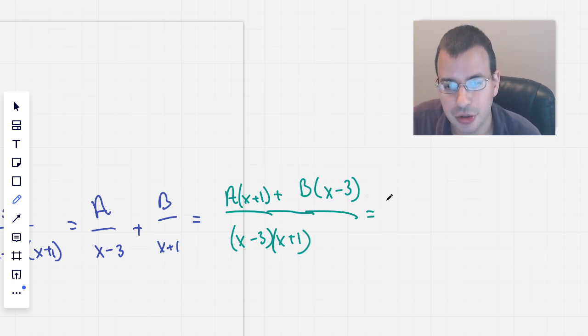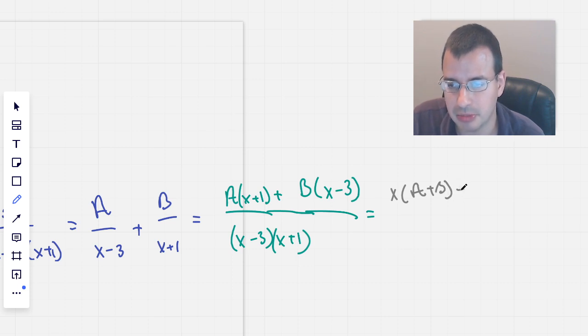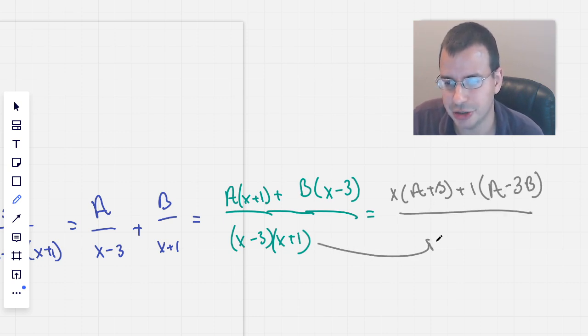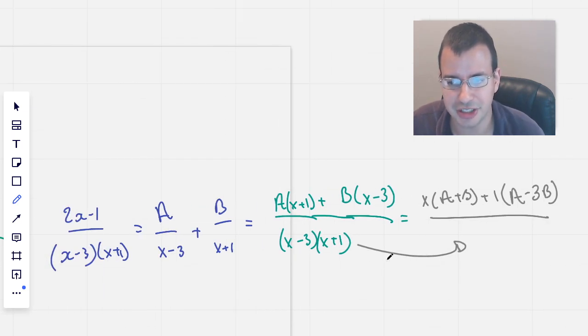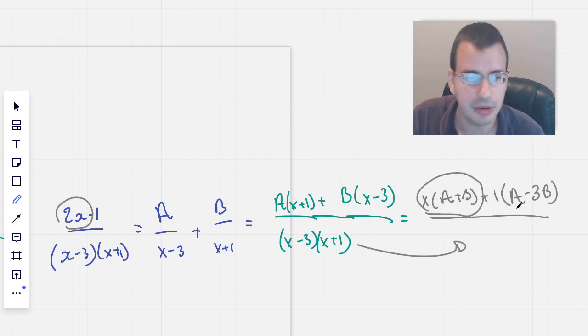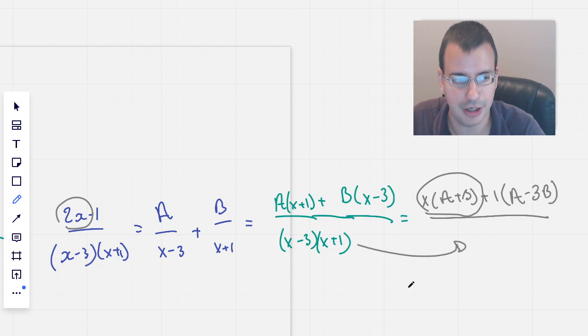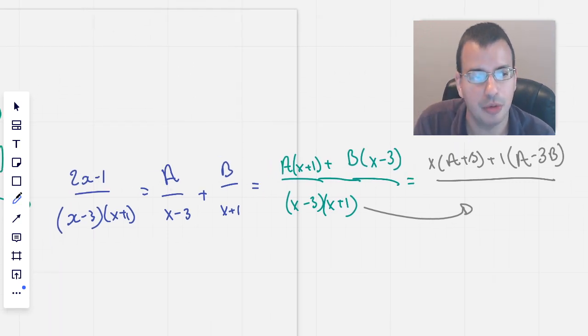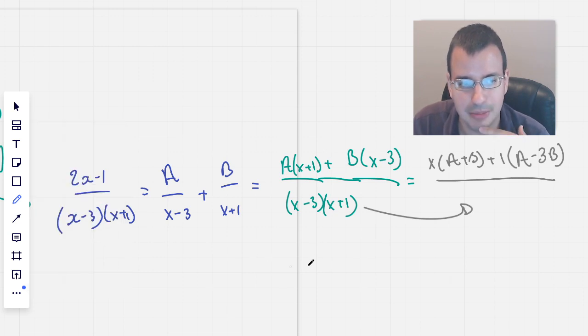All right, so then I'm going to factor out the x's. So x times (A plus B), plus (A minus 3B). You're like, wow, that's a funny way of writing it. And then this thing goes over here. What that tells us is that this 2x over here is going to have to equal this A plus B over here. And we have that negative 1, which is going to have to be this part over here. I'm going to sidebar, so to speak.